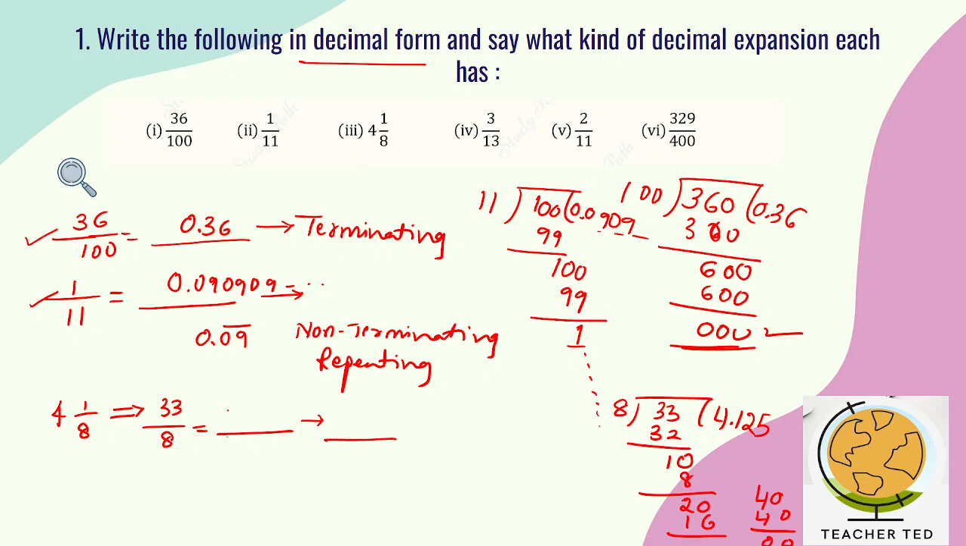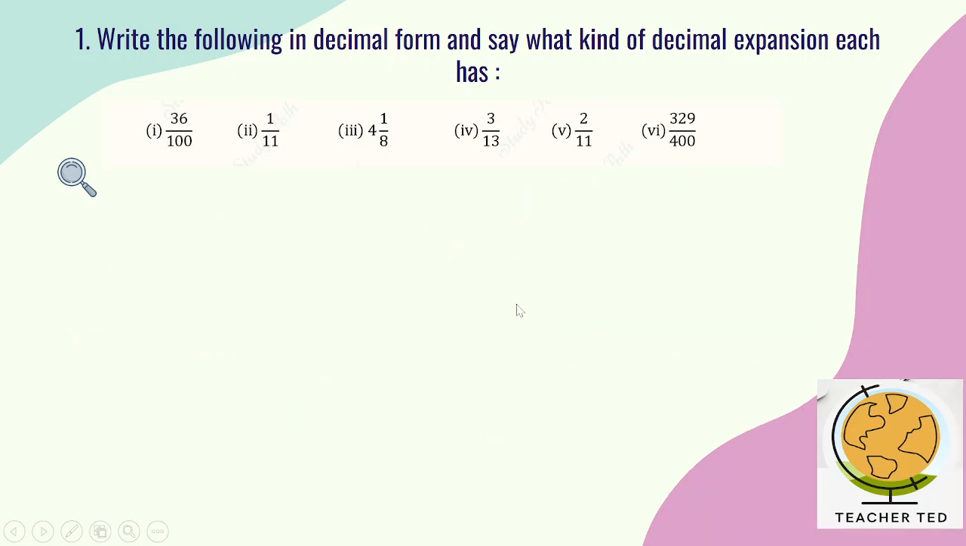You can write the decimal expansion of this problem as 4.125. And which type of expansion is this? It is a terminating expansion. So this is the answer for this third question. Let us take the next question. 3 divided by 13.